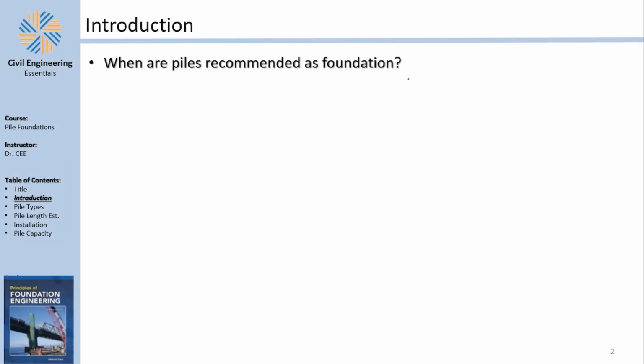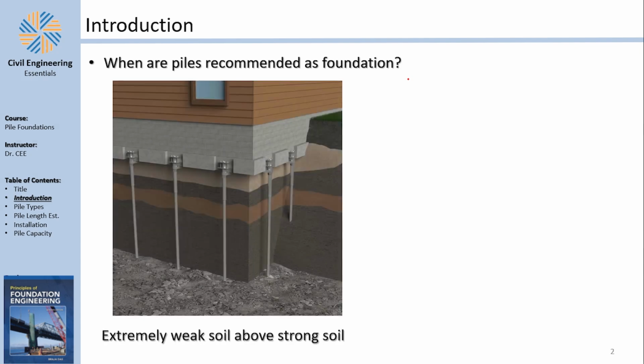Alright, so when are piles even recommended as foundation? Well, piles are recommended as foundation in multiple cases as per the book by Braja M. Das. One of them is if you have extremely weak soil above strong soil, meaning the first couple of meters of your soil is extremely weak and below it is a layer of strong soil. In this case, if you want to do shallow foundations, your foundation would be big because the soil is weak, increasing the footprint of the structure and sometimes even the cost. So if that's the case, you would be able to reduce the size of the foundation by providing piles that extend all the way down to the strong soil, enabling a better bearing capacity and better behavior.